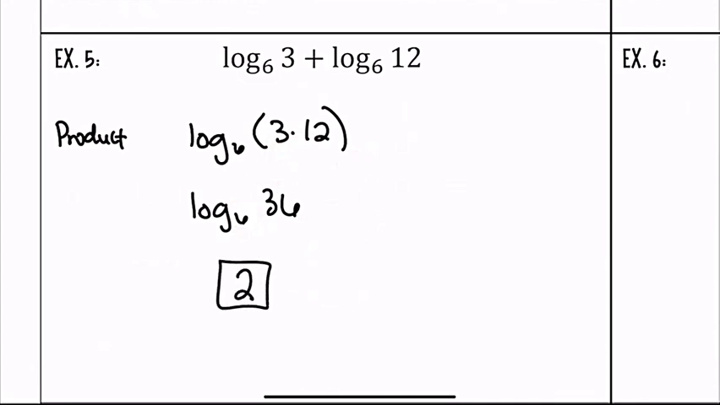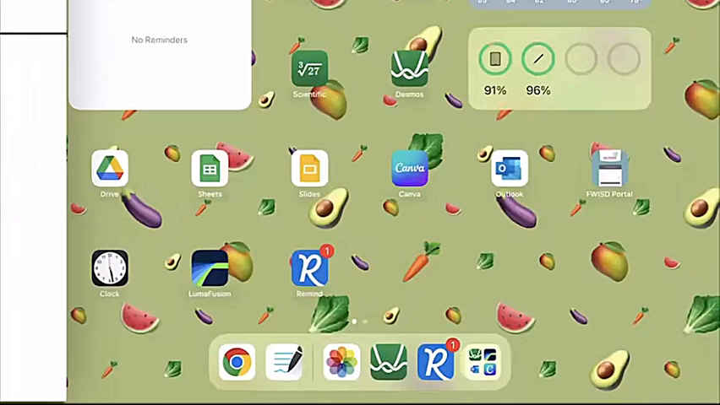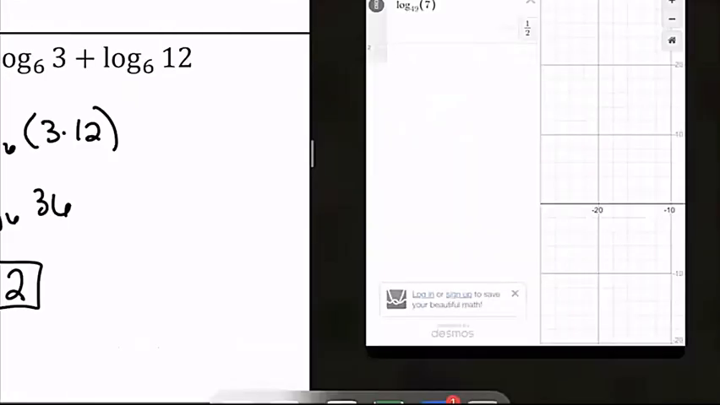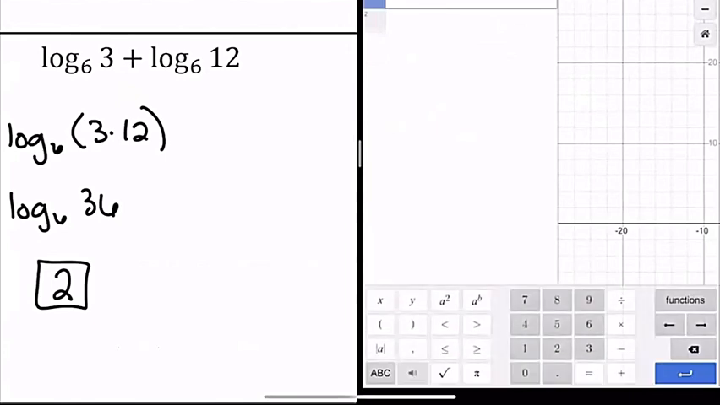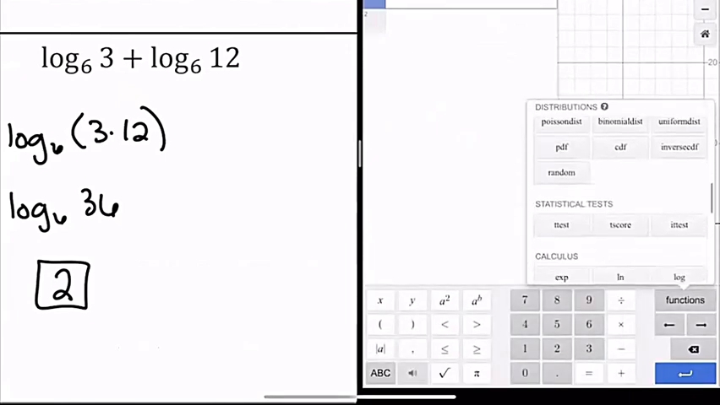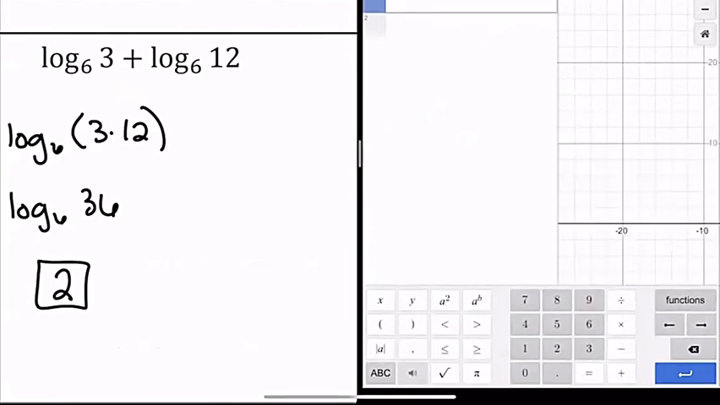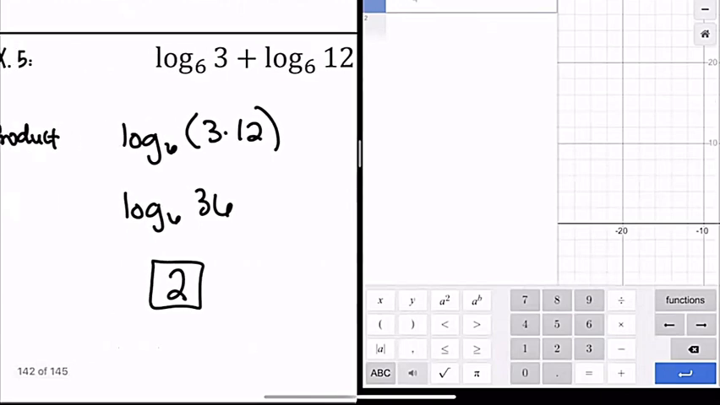The way you can check this, I'm going to show you in the calculator. Just like before, I'm going to use the graphing one because the other one doesn't let you do one that has its own base. So we're going to push function, scroll down till you see log. Here we go. We have log base 6 of 36. And it says 2. There you go. So if you have no variables, you can always check in your calculator to see what the answer is.